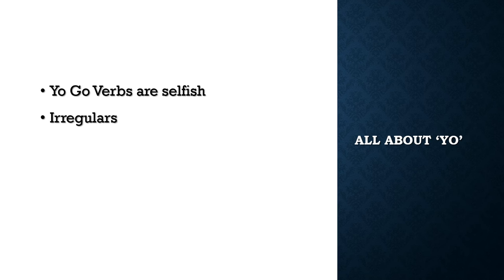So Yo Go verbs, as the name hints, have something different about the yo form. Yo Go verbs are selfish, and what I mean by that is not only are they irregular, but they're only irregular in the yo form. So really, it's all about me, right? They're irregular in the yo form, and they're only irregular for, you know what I'm going to say? Yo.